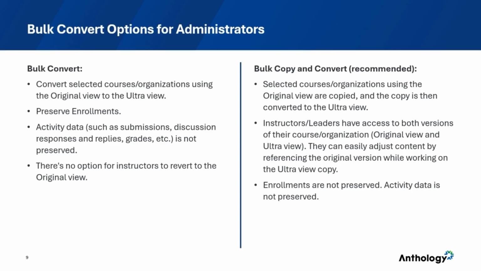For bulk copy and convert, this is the recommended option here. When you convert selected courses and organizations from the original view to the Ultra view, a copy is made and that copy is then converted. Instructors and leaders can access both versions of the course or organization, the original and Ultra views, giving them the flexibility to adjust content by referring to the original view while working on the Ultra version. Just keep in mind that enrollments and activity data won't be carried over during the conversion.